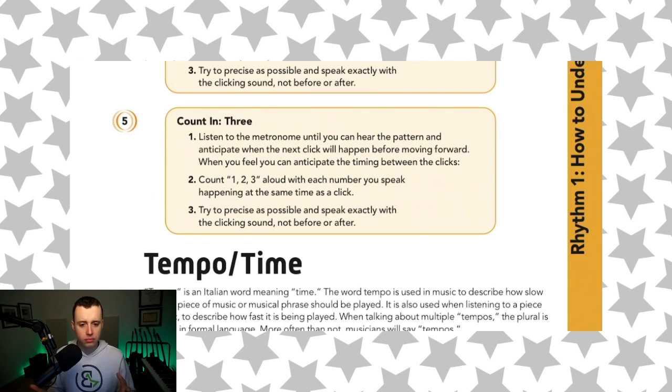1, 2, 3. Do it again. Listening. Here we go. 1, 2, 3. That is how you perform a count-in. Practice doing a count-in with a free metronome, and I will see you in the next lesson.